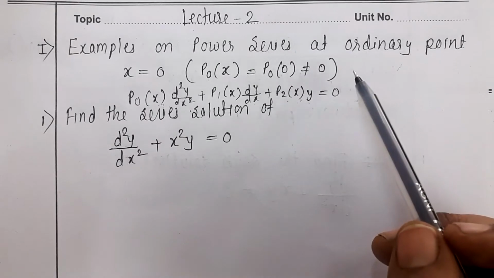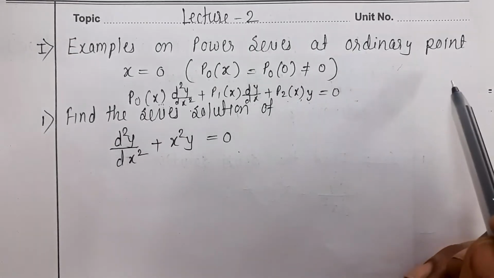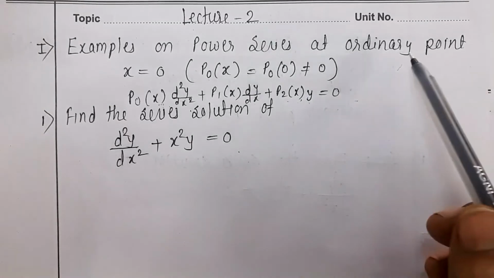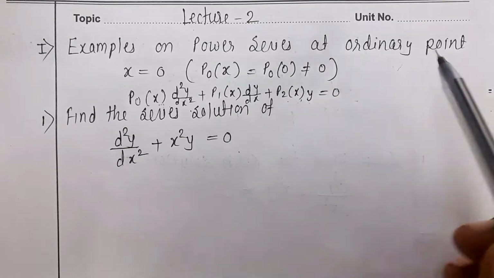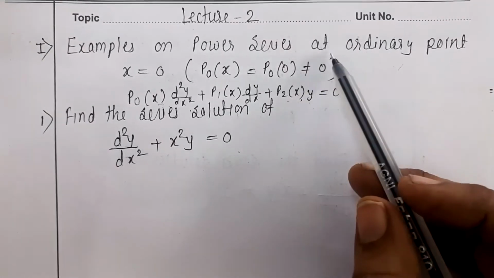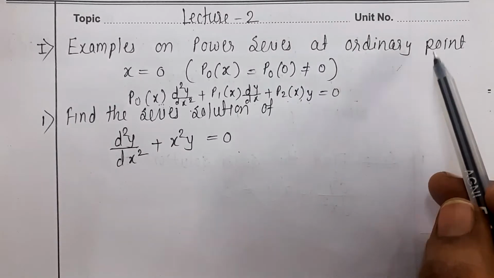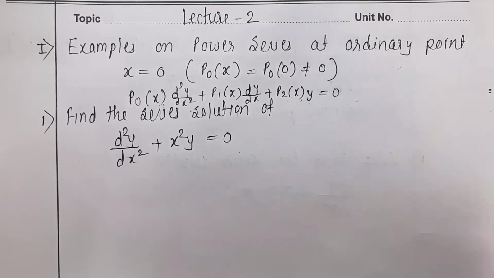Here we have 2 points. Power series solution we get at an ordinary point as well as at a singular point. If we find the power series solution at a singular point, then it is an extension of the power series called the Frobenius method. And if we find the solution at an ordinary point, then we find the solution by using the power series method.